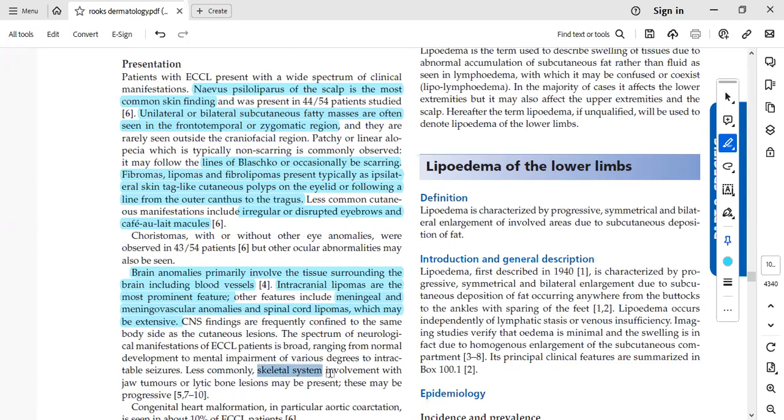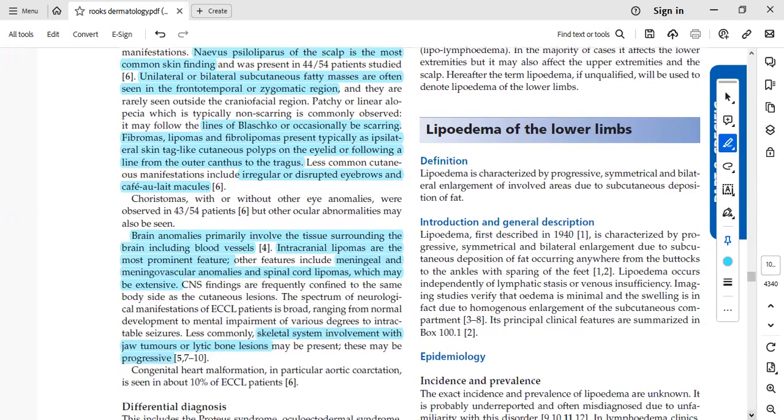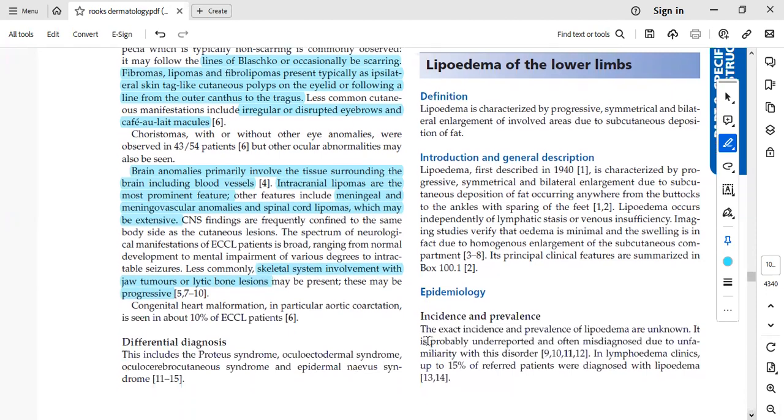So what will be the skeletal system involvement? There will be jaw tumors or lytic bone lesions, which can be progressive. These are the features of ECCL, and the other feature is congenital heart malformations. In particular, aortic coarctation is seen in 10% of the ECCL patients. And the differential diagnoses include Proteus syndrome, oculoectodermal syndrome, oculocerebrocutaneous syndrome, and epidermal nevus syndrome.